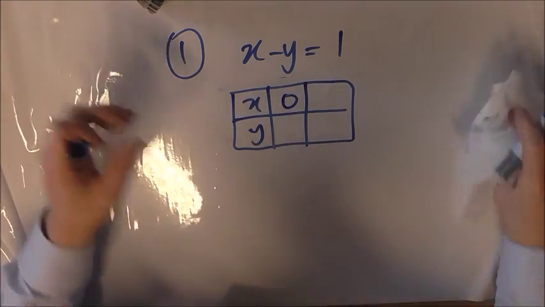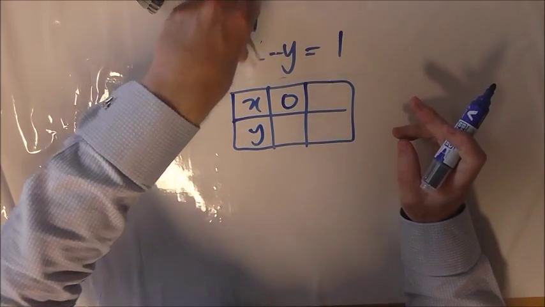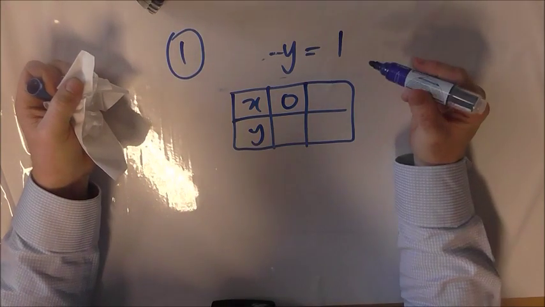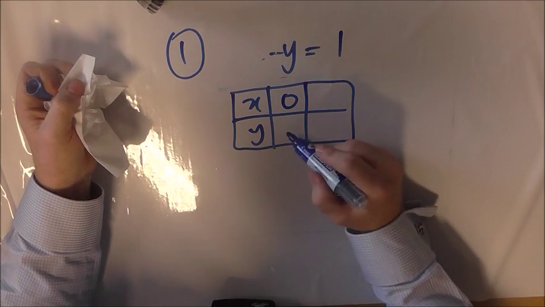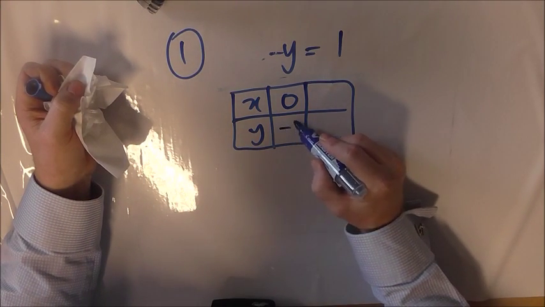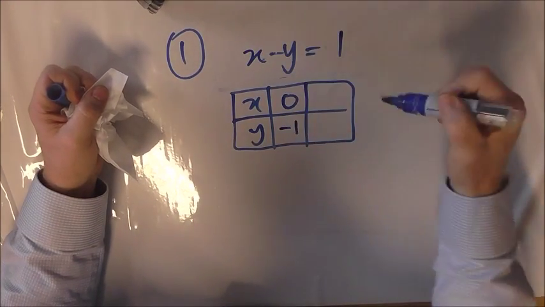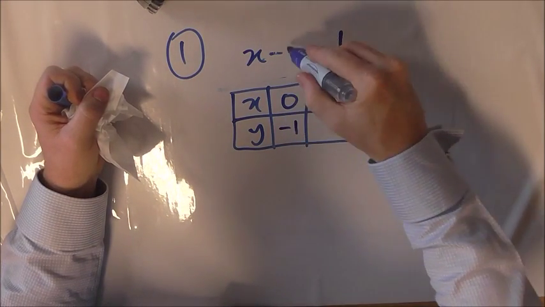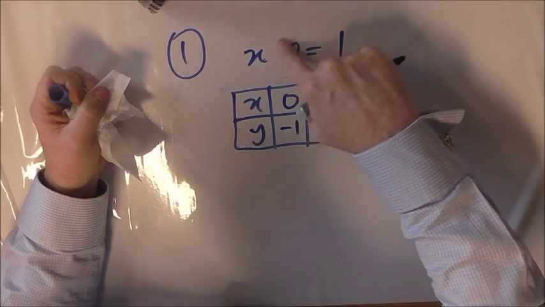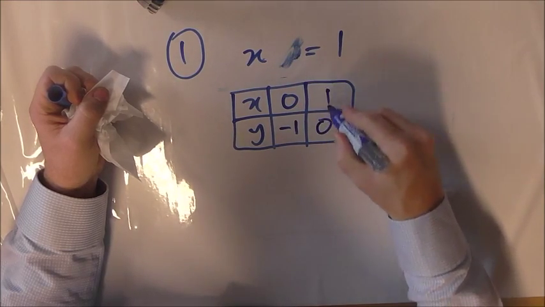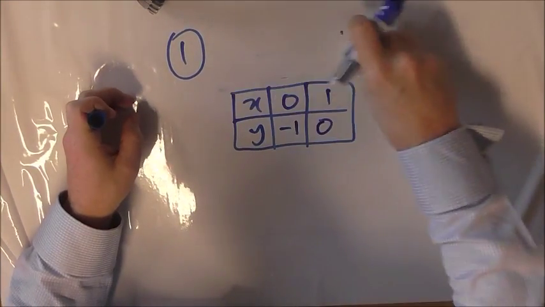First you make x equals 0. If x equals 0, this disappears. You get negative y equals 1, multiply both sides by negative 1, and you get y equals negative 1. If y is 0, then that disappears. You get x minus 0 equals 1, so basically x equals 1. And there's your quick table done.